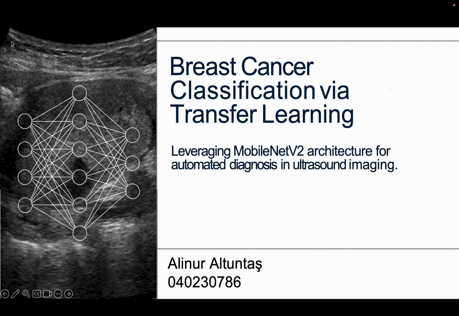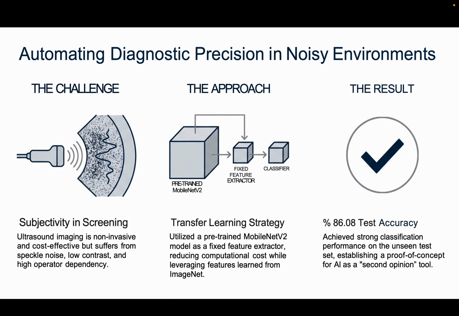Hello everyone, today I will present my project on breast cancer classification using transfer learning. The goal is to assist radiologists by providing an automated and reliable second opinion system based on ultrasound images. Ultrasound imaging is widely used because it is safe and low cost, but it suffers from noise and subjectivity. In this project, I address this problem using transfer learning with a pre-trained MobileNetV2 model. With this approach, I achieved 86.08% accuracy on unseen test data.